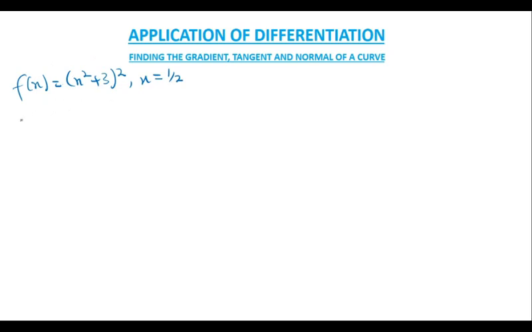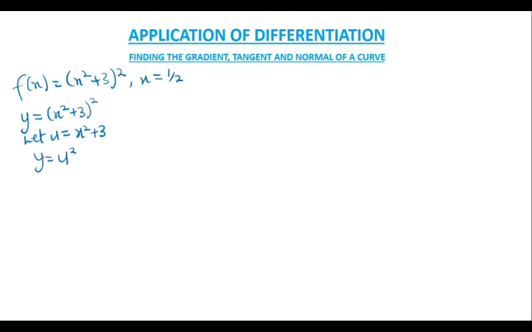Now this function f(x) can be rewritten as y equals (x squared plus 3) all squared. Now we say let u be equal to what we have in the bracket, x squared plus 3. From here we can say y is equal to u squared, because we said let u be what is in the bracket. So we go ahead and differentiate these equations before we can get our derivative.